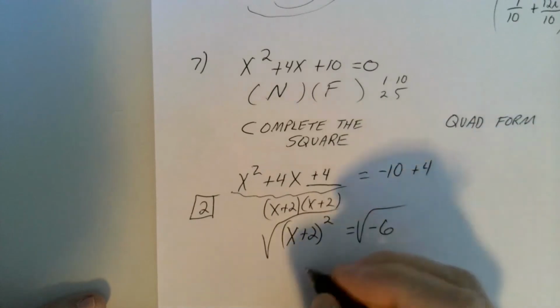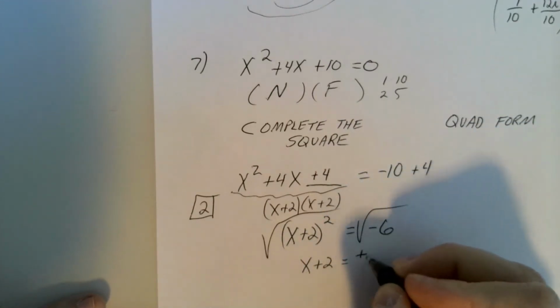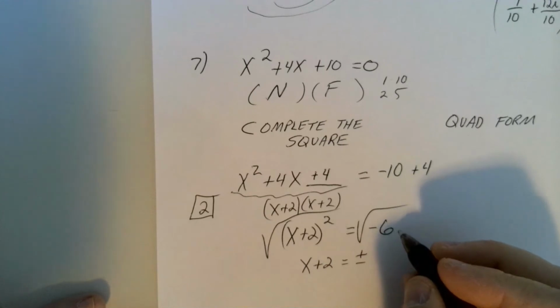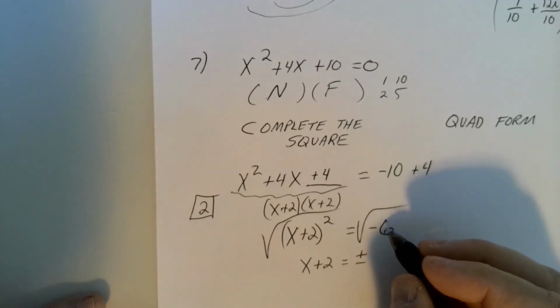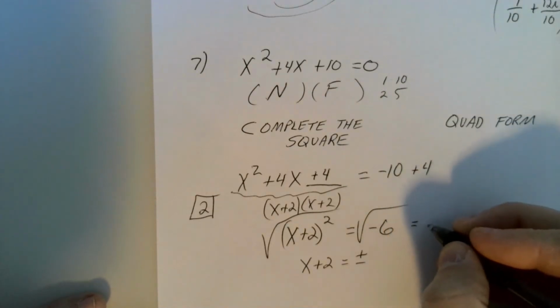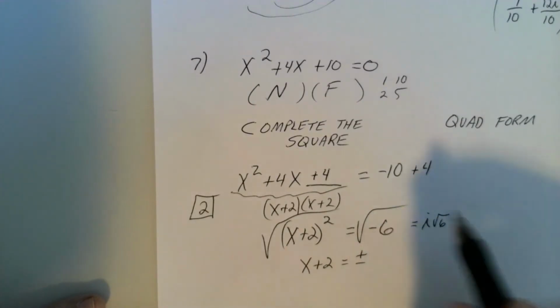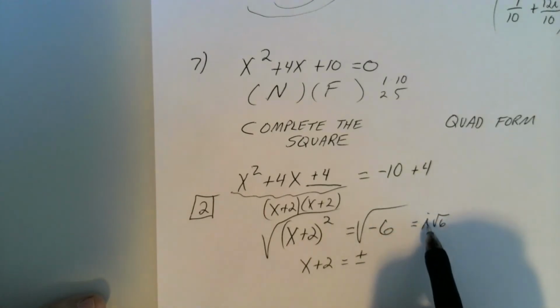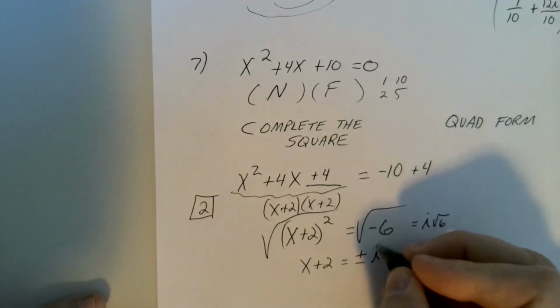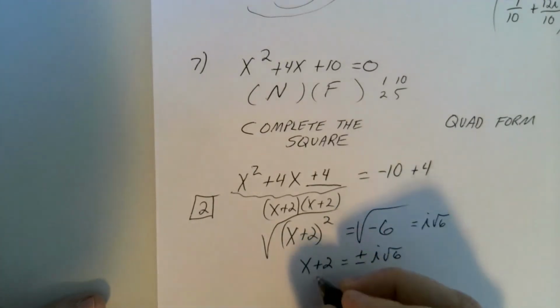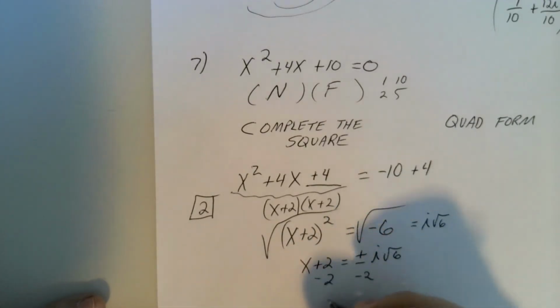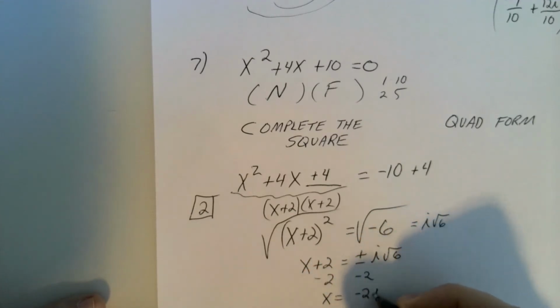Now I can square root both sides, and I get x plus 2 equals plus or minus the square root of negative 6. And we can rewrite the square root of negative 6 as i times the square root of 6, because the square root of negative 1 is i, and I'm just replacing the negative. So pretty much anytime you have a negative under the radical, you can just replace it with an i in front of the radical. So i square root of 6. Minus 2, so x equals negative 2 plus i root 6, and negative 2 minus i root 6.